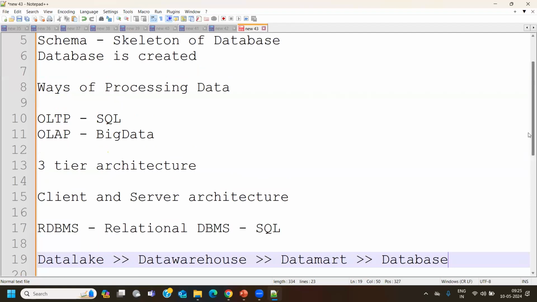In the last 1 hour, this is what we have learned. Now, any questions on these concepts? Okay. If there are no questions, we are good on time. It's almost 9:25. We'll connect back on Monday.